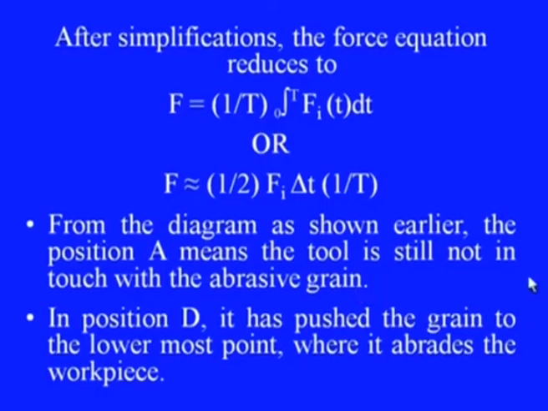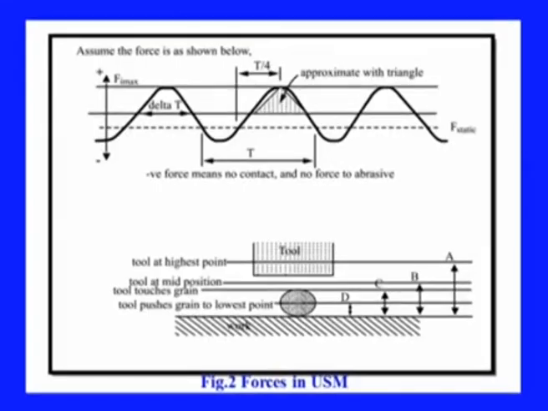From this diagram, the position A means the tool is still not in touch with the abrasive grain, and the position D is where it has pushed the grain to the lowermost point where it indents the workpiece. So, these positions are shown here. This is the lowermost position and this is the topmost position A.